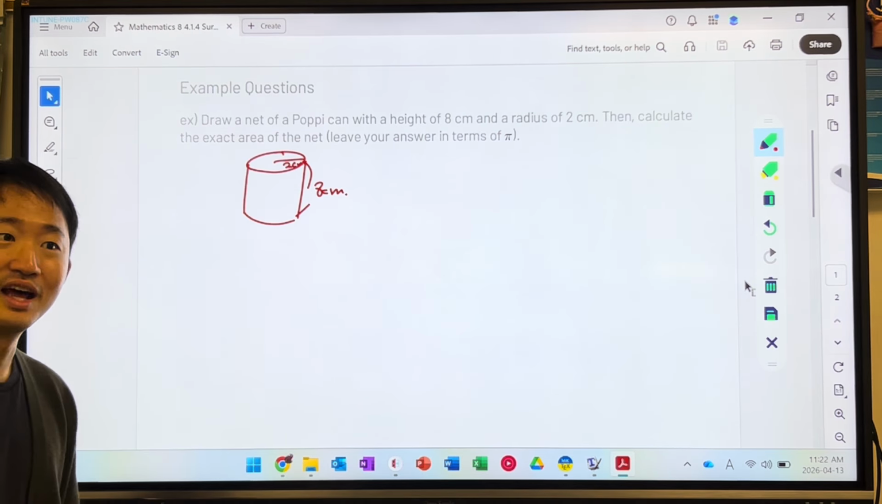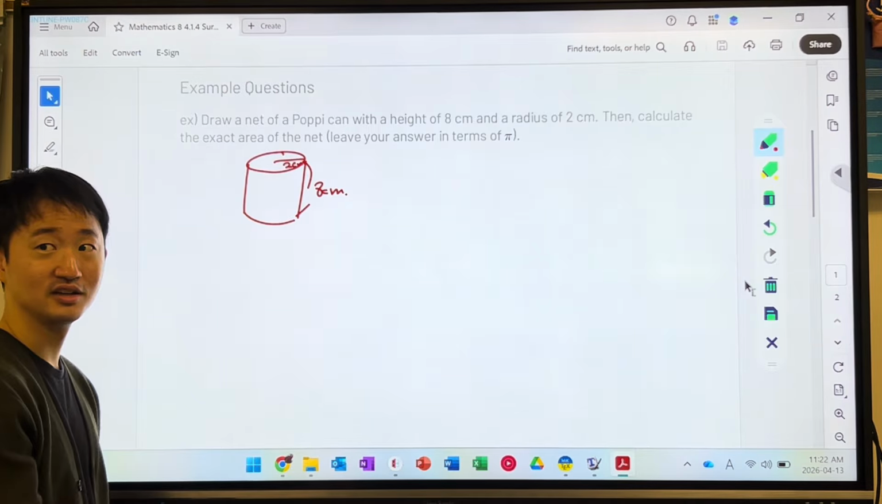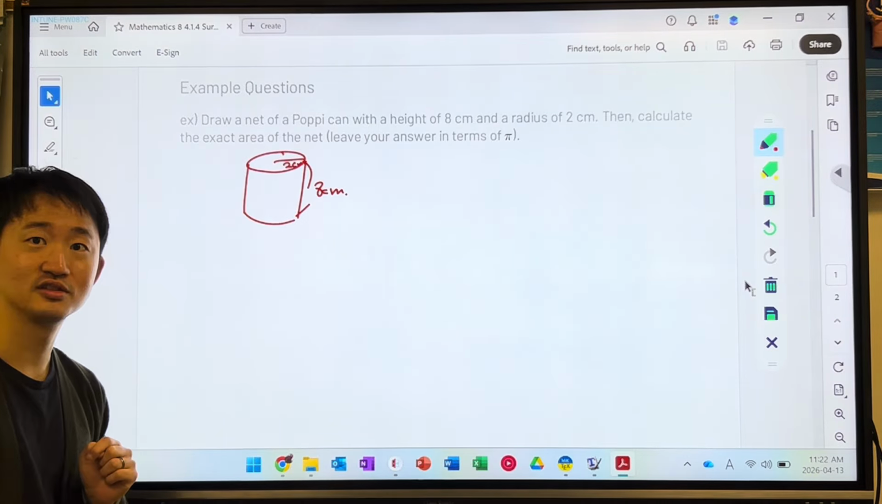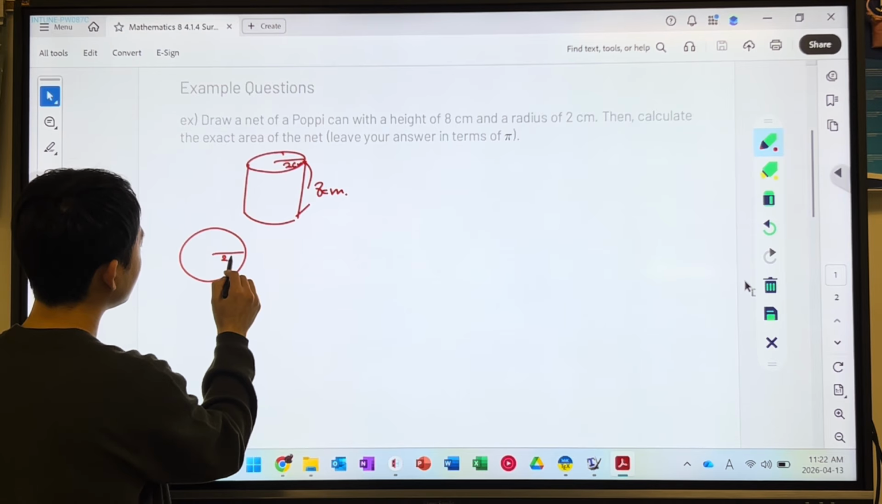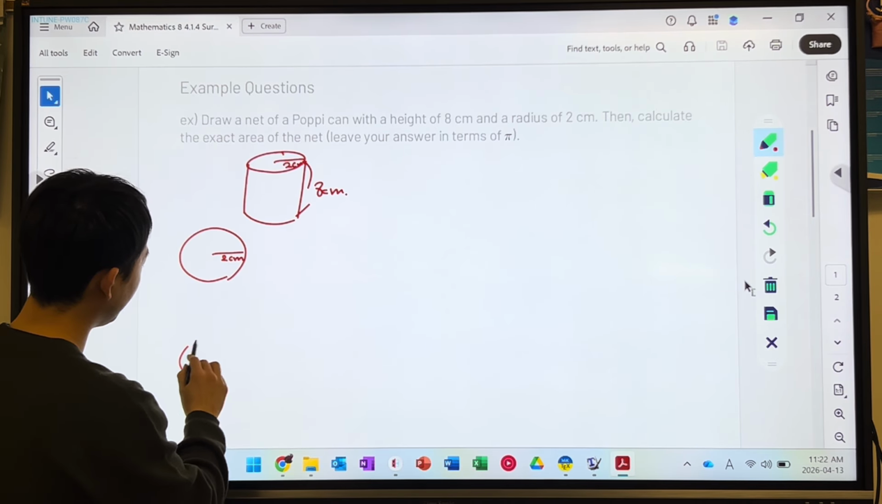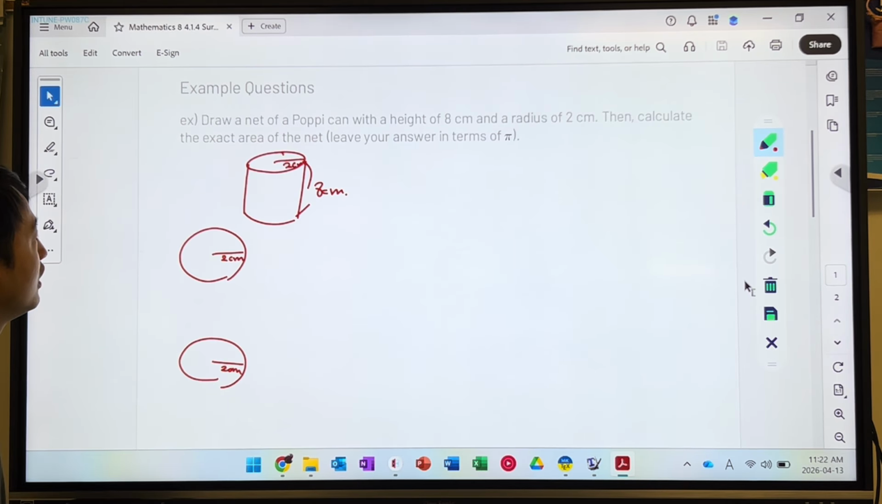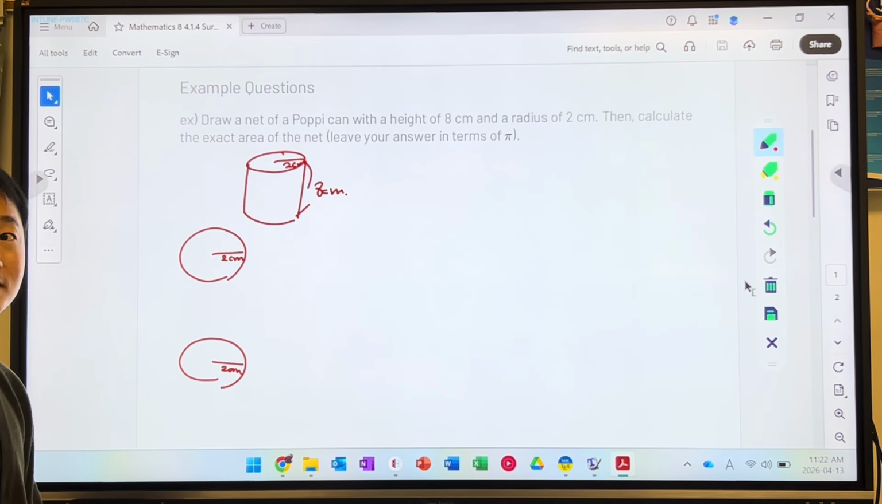What is my net going to look like? I'm going to have the top and bottom face, as always. In this case, the top and bottom are circles. So let's draw a circle with a radius of 2, with some space between. And then the middle part is filled with the rectangular sides.